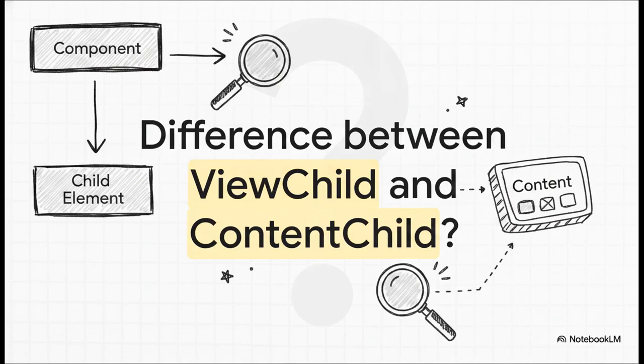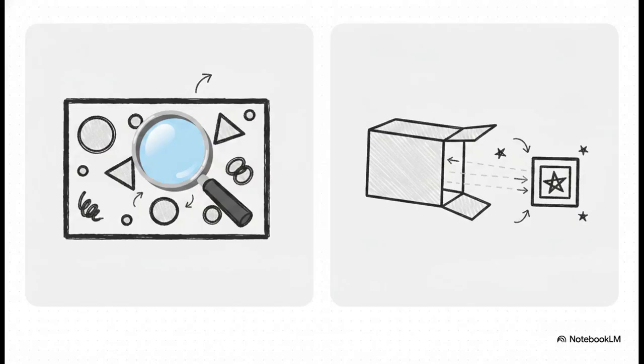Now, what's really interesting about this slide is the specific question it poses. What is the exact difference between ViewChild and ContentChild? Well, the answer completely comes down to where the element actually lives. ViewChild is querying elements that exist directly inside the component's own template. But ContentChild, that is all about content projection. It's querying elements passed into the component from a parent, usually passing through an ng-content tag. You absolutely have to know this difference if you want to safely manipulate your projected templates.